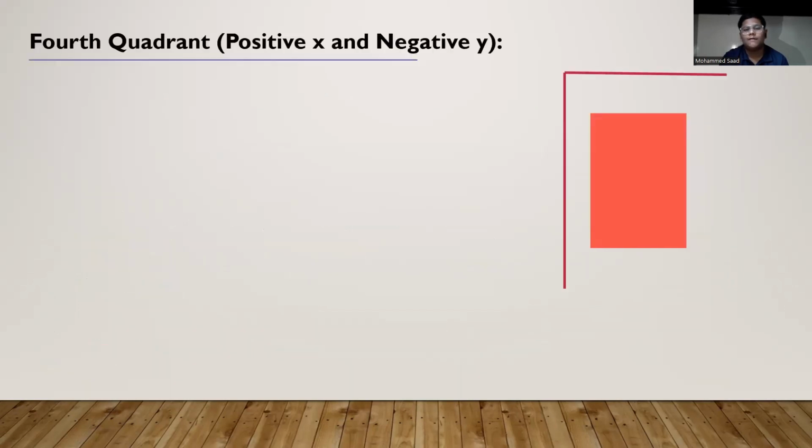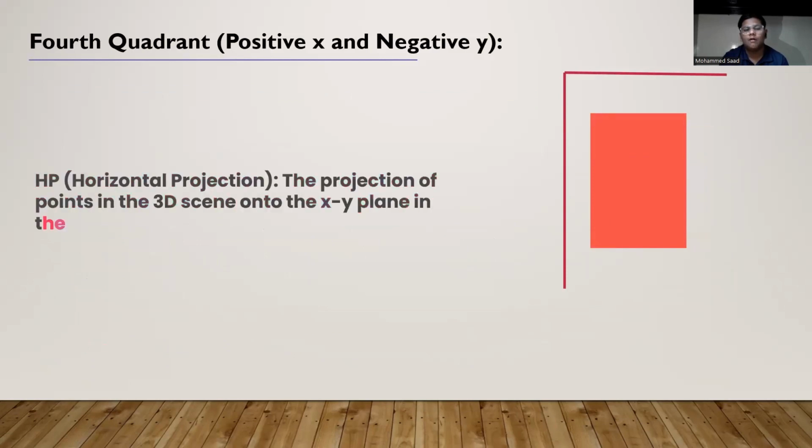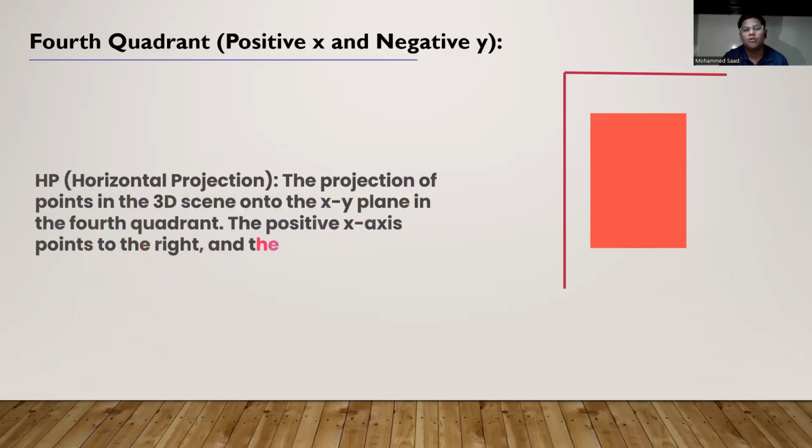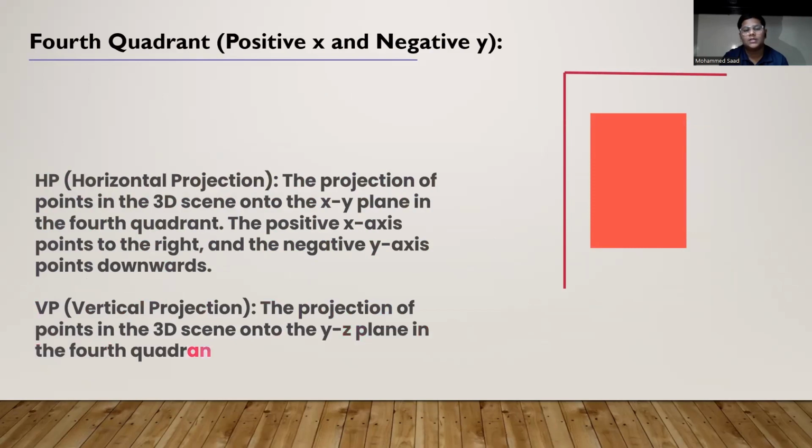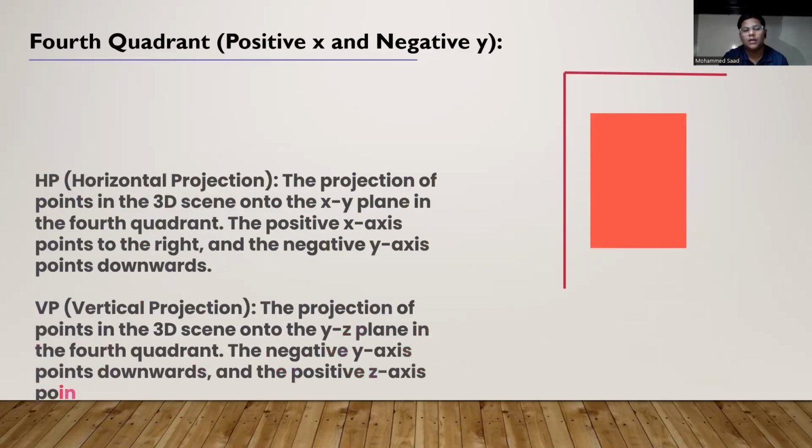Fourth quadrant, positive x and negative y. Horizontal projection: the projection of a point in 3D space onto the x and y plane in the fourth quadrant. The positive x-axis points to the right and the negative y-axis points downward. Vertical projection: the projection of a point in 3D space onto the y and z plane in the fourth quadrant. The negative y-axis points downwards and the positive z-axis points outward from the viewer.